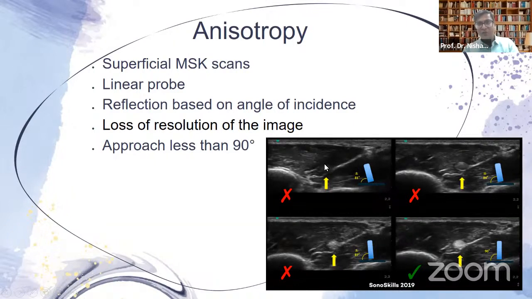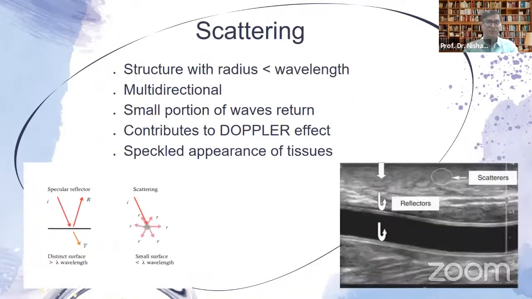Then you see the needle also. The needle is also appearing much better at 84 degrees, 87 degrees, and 90 degrees. So again, the same thing which I've been saying: the probe has to be at 90 degrees to the tissue interface or the organ that you're going to visualize, rather than the skin, so as to get the best and clear image. Okay. Now, the structures which have a radius less than the wavelength cause scattering.